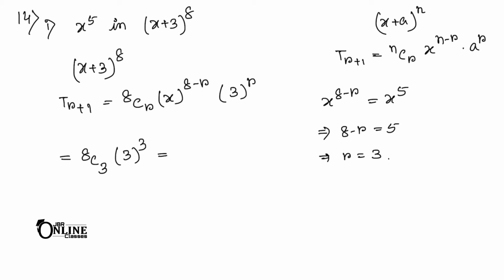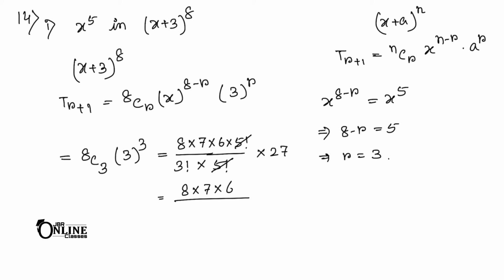So find out the value of 8C3, that means 8 factorial over 3 factorial into 5 factorial. So 8 into 7 into 6 into 5 factorial, and 5 factorial cancels out. 3 to the power 3 becomes 27. So here you can write 8 into 7 into 6 into 27, then divided by 3 into 2 into 1. So 3 into 2 cancels with 6.